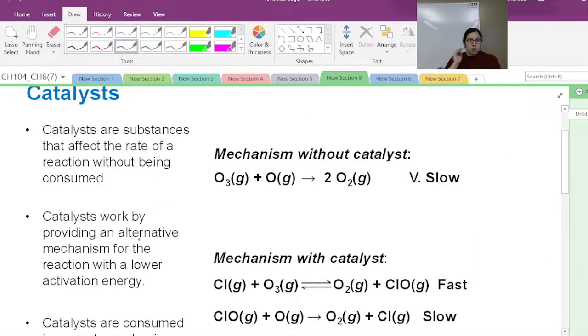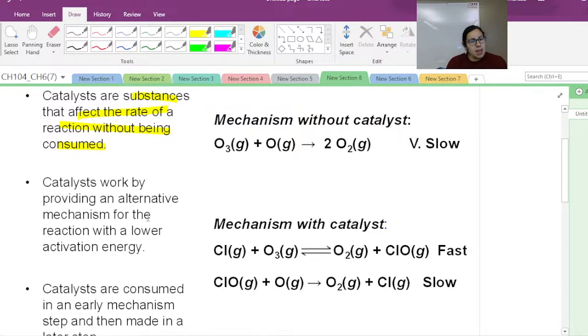Okay, so let's look at our general definition, and then we'll look at some catalysts. Basically, they're substances that affect a rate without being consumed. And how they work, which I think is really the important part, is they provide an alternative mechanism for the reaction. Somebody in the chat says bromelain is the enzyme. Is that what you were referring to? Oh, cool. I'll have to look it up because I'm not familiar with it.